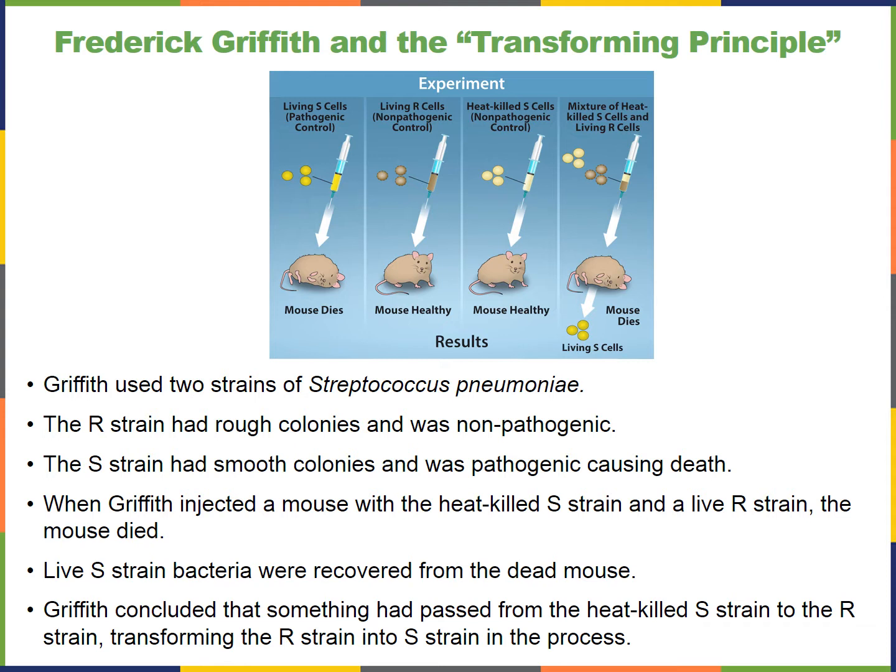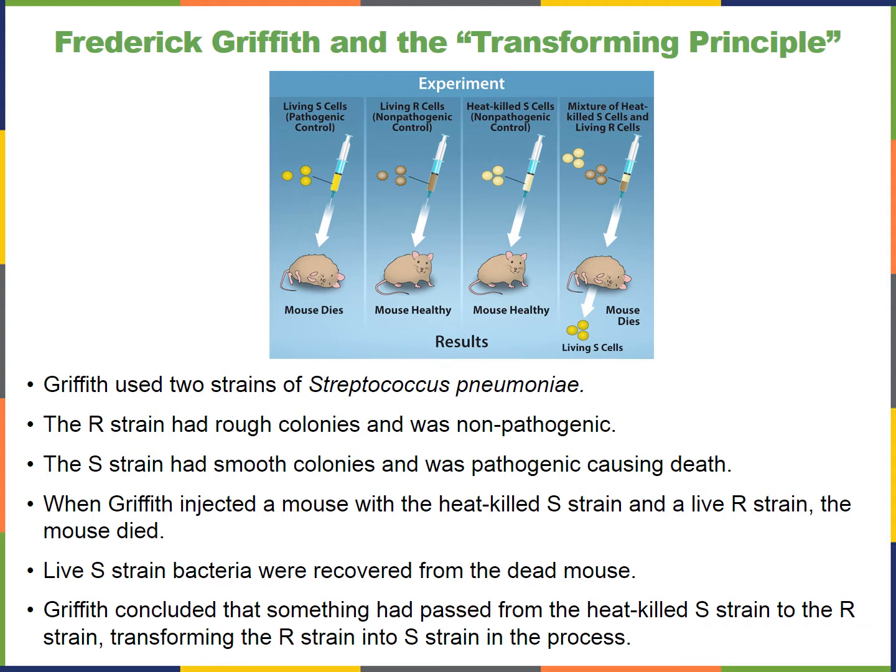In a third set of experiments, what he did was he mixed some of the live R strain and the heat-killed S strain and injected that cocktail into the mice. And to his surprise, the mice actually died. So upon isolating the live bacteria from the dead mice, only the S strain of the bacteria was recovered. When this isolated S strain was injected into fresh mice, the mice died.